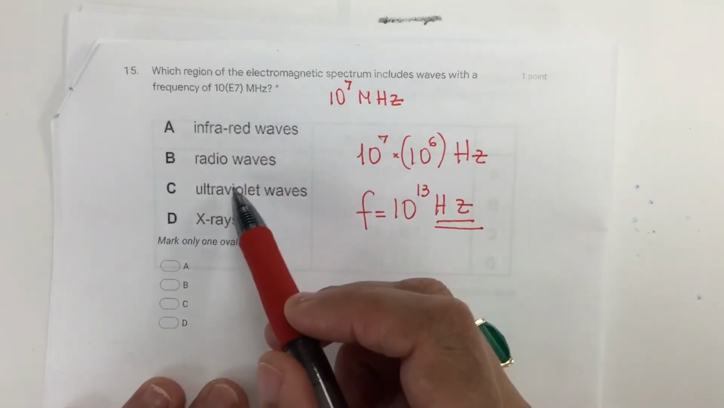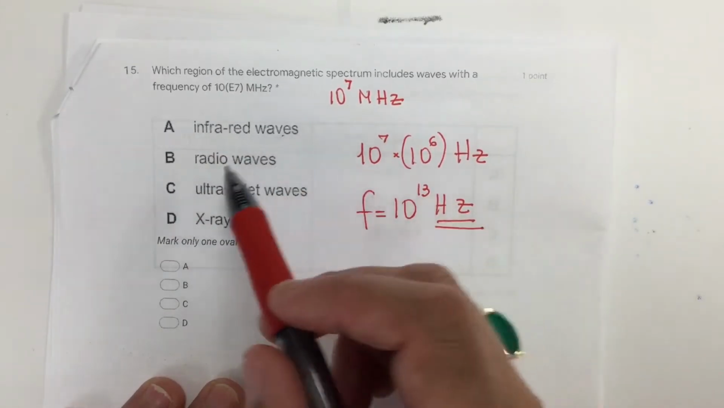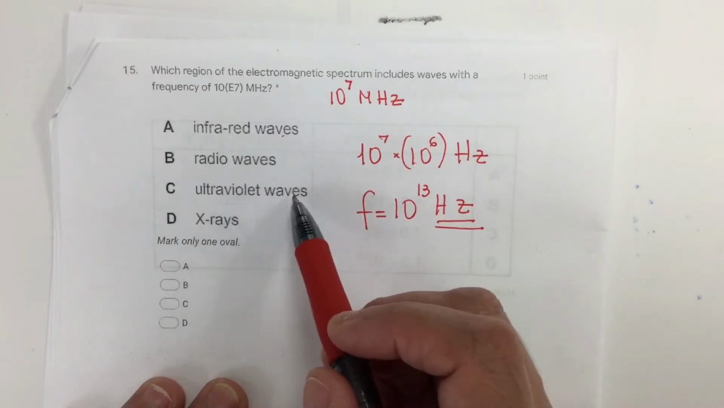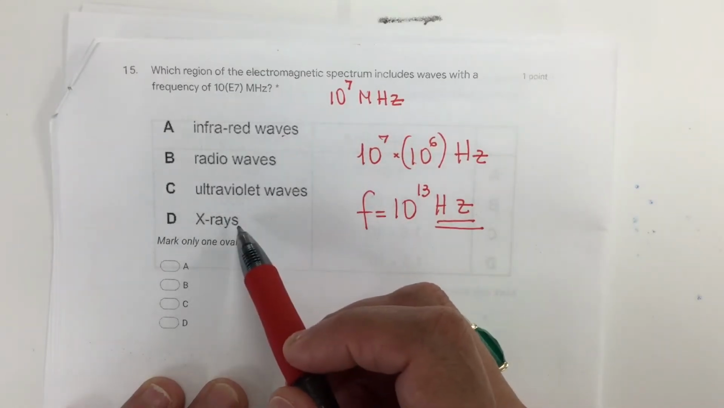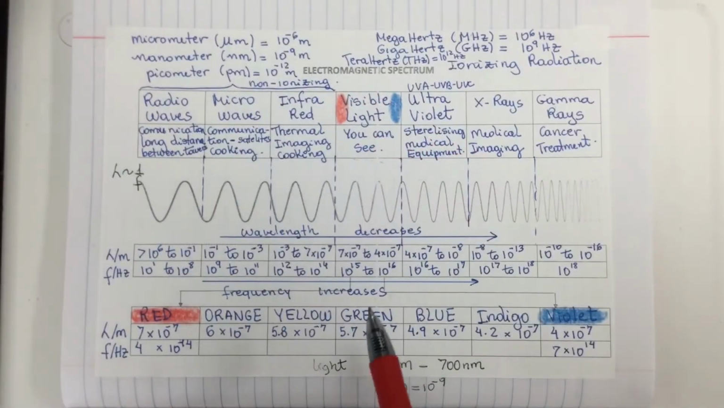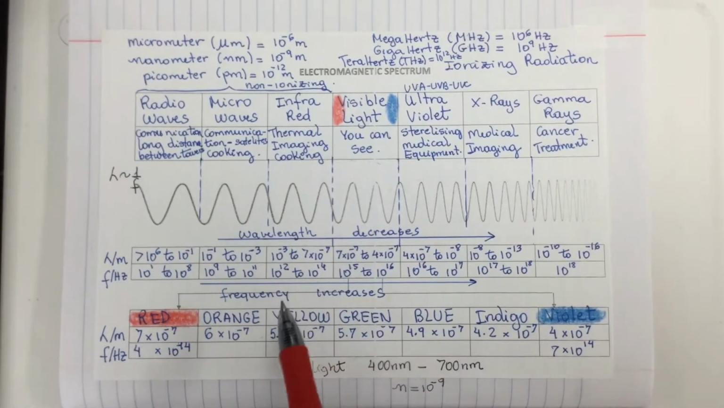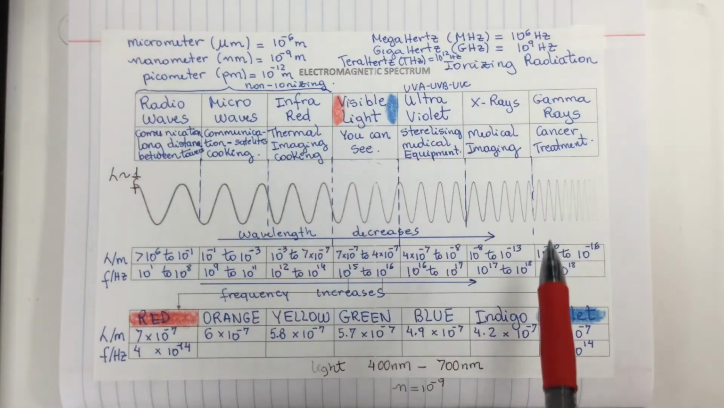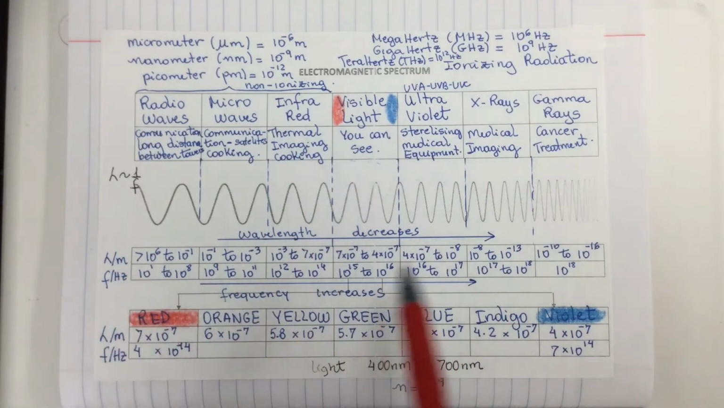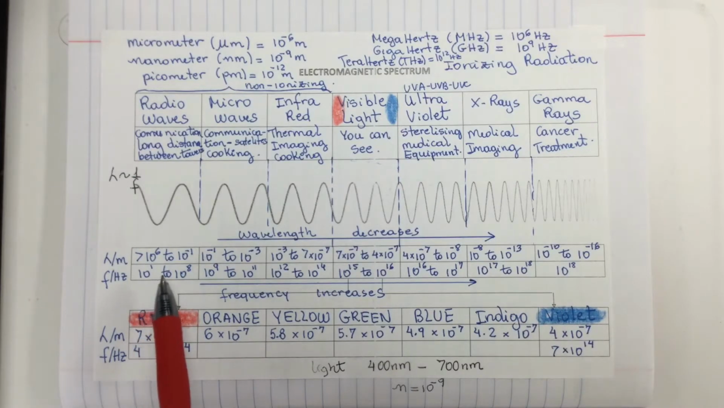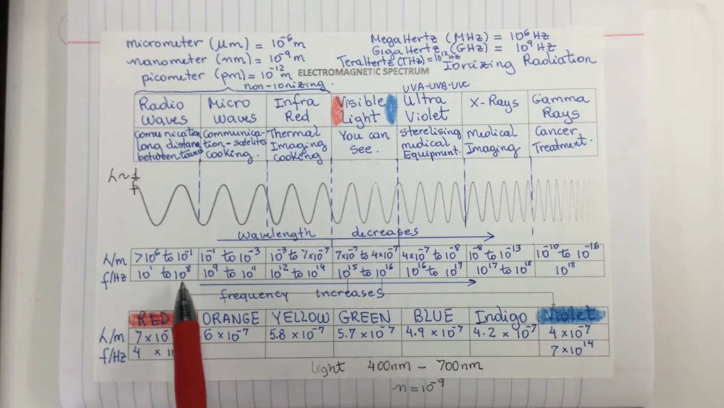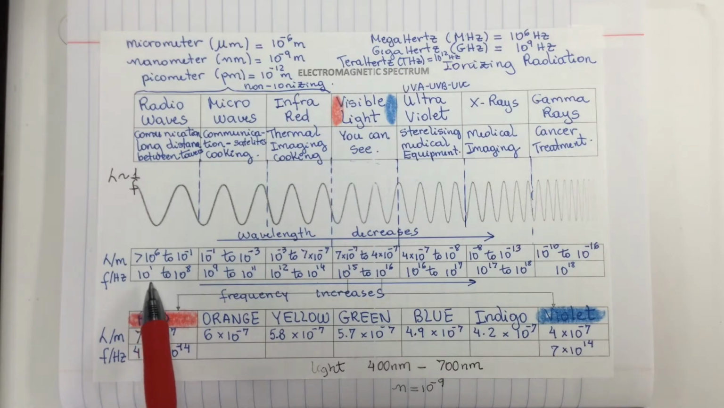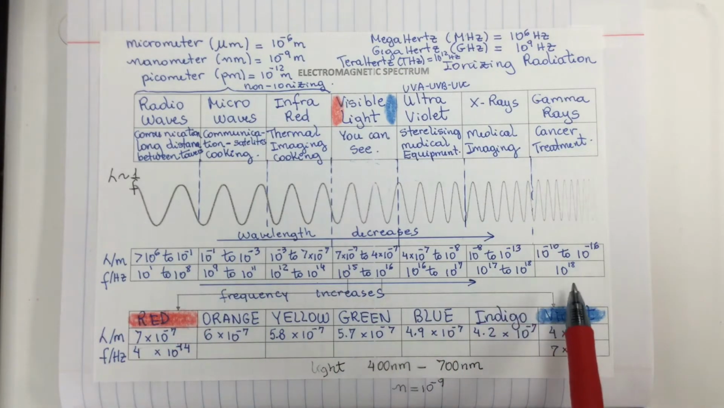Then we have our selection: infrared waves, radio waves, ultraviolet waves, or X-rays. To answer this question, let's go back to our classroom notes. This shows from radio waves to gamma rays in terms of frequency, just the exponents, all right? So that's the range. Let's say it goes from 10 up to 10 to the 18 hertz.